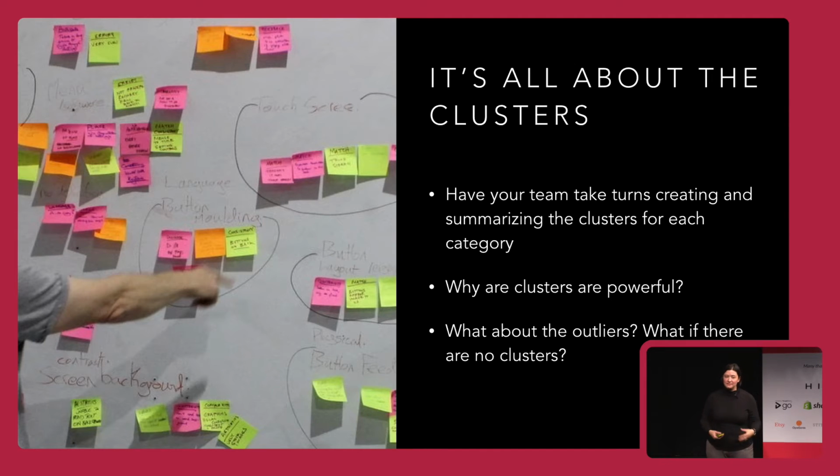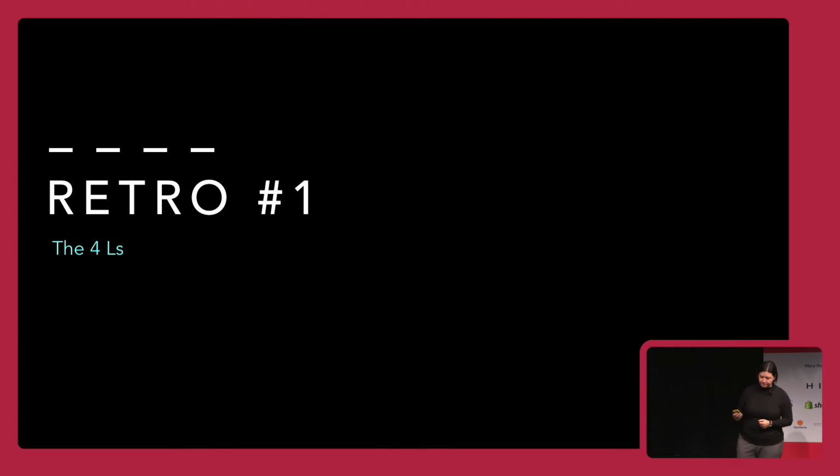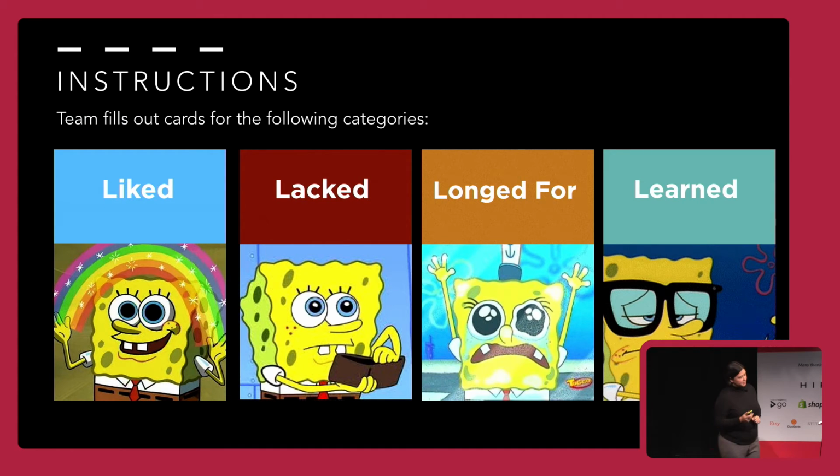But if you don't see a lot of clusters, again, that might be a sign that your team isn't fully aligned. Okay, so let's get right into it. The first retro that I'm going to recommend you all give a try out with your teams is one called the 4 Ls. So for each of these, I'm going to tell you how to run it, and we're going to talk about why you're going to use it and when you should use it.